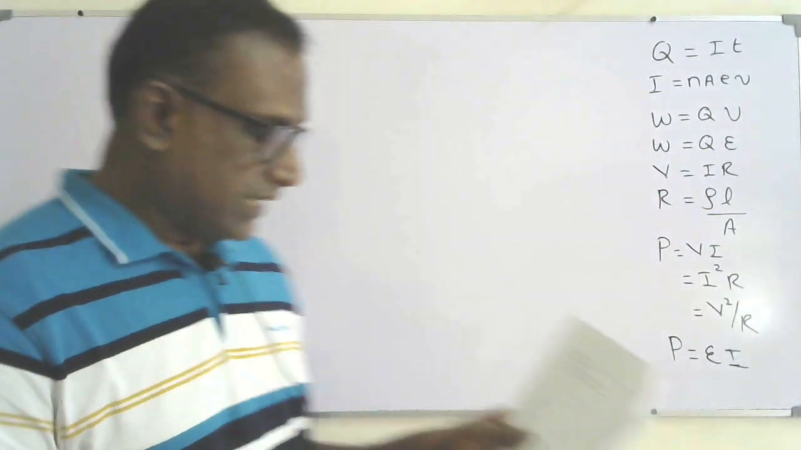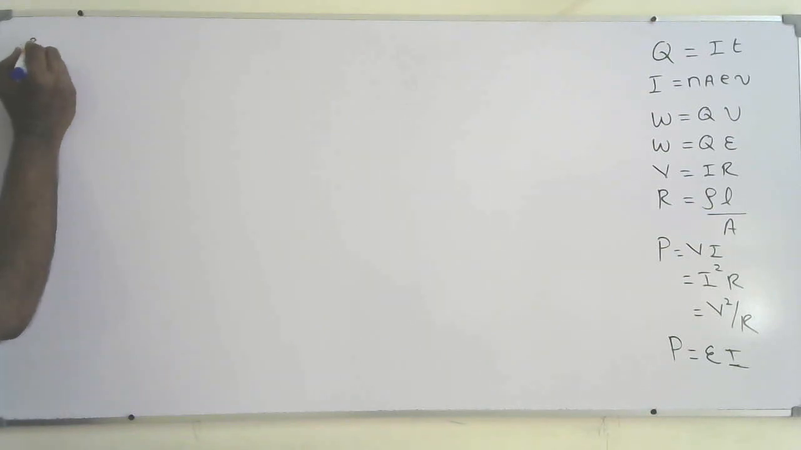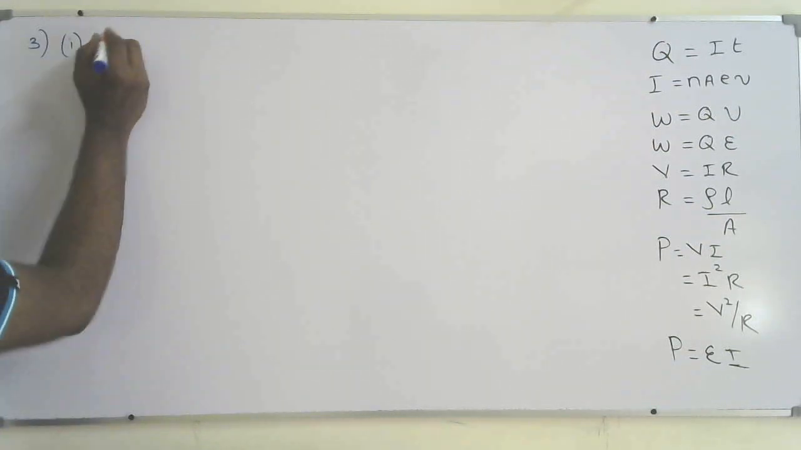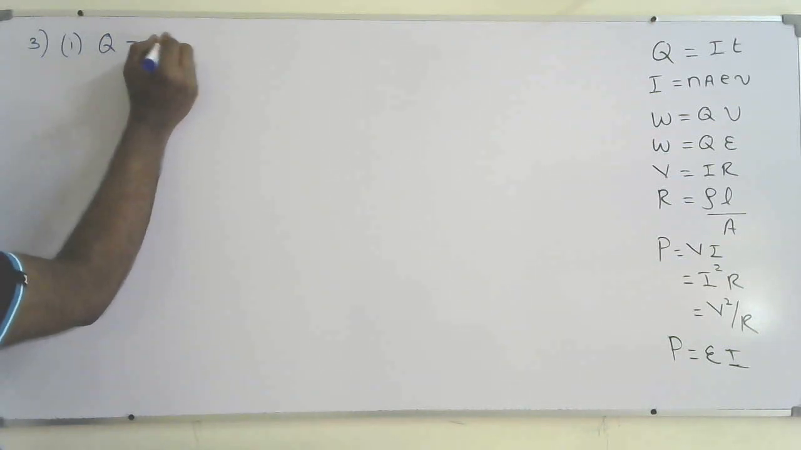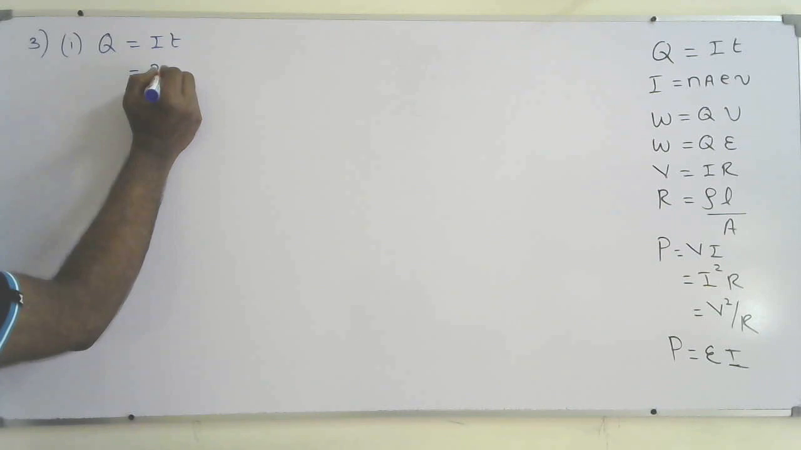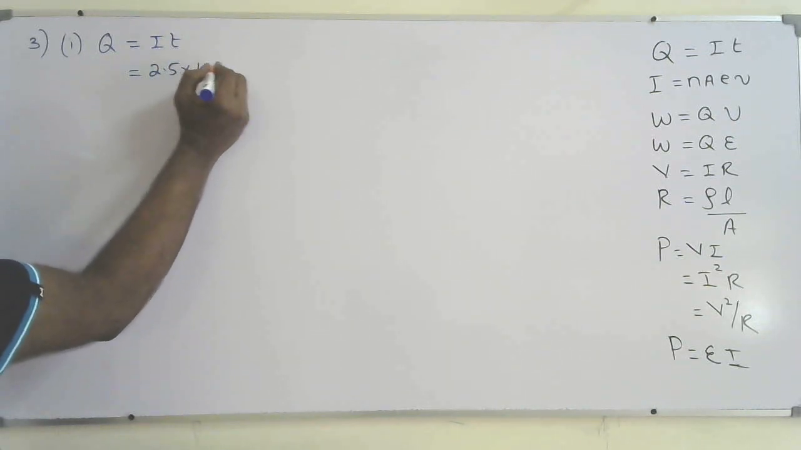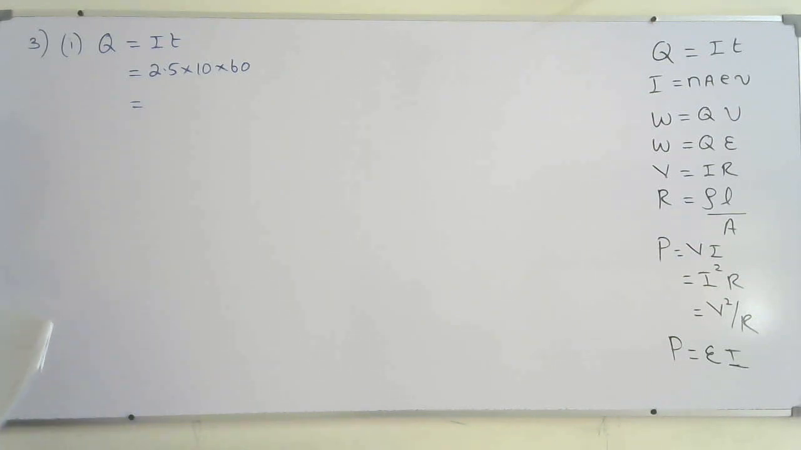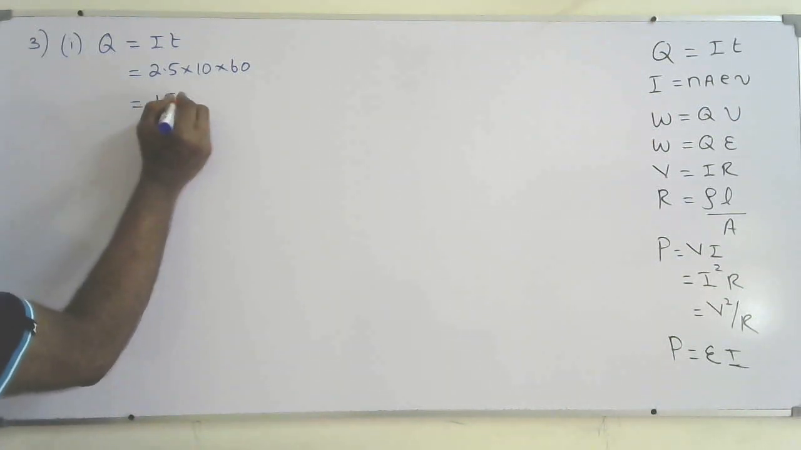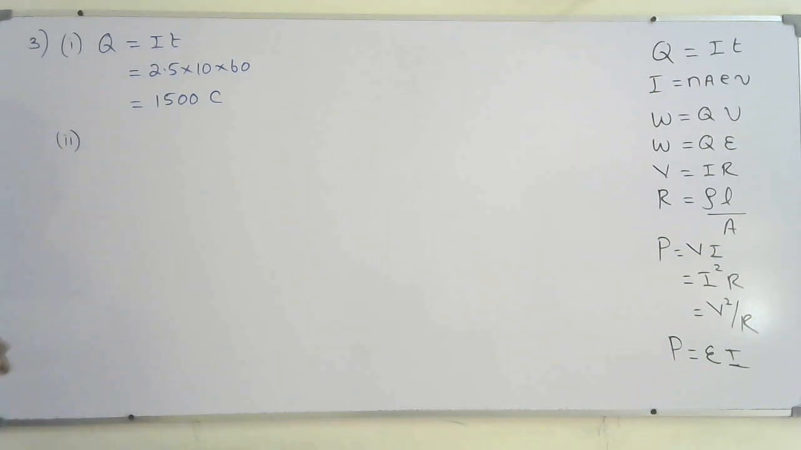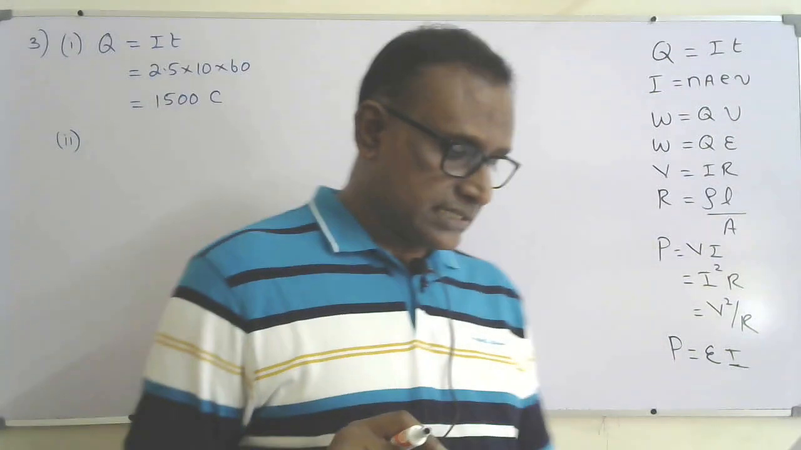Okay, so how much charge passes through the generator during this time means the first part, I can find Q equal IT. So that's the amount of current into time. Current we know that is 2.5 amperes and the time 10 minutes. So I should convert to seconds, multiply by 60. So that will be 1500 coulomb. That's the amount of charge flown through the electrical generator during 10 minutes.